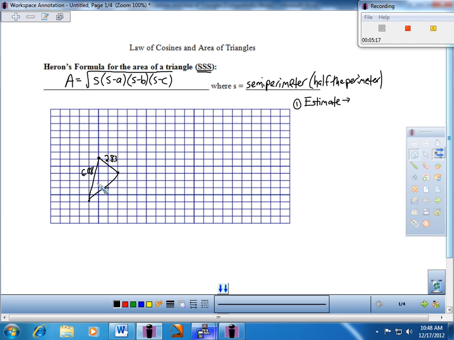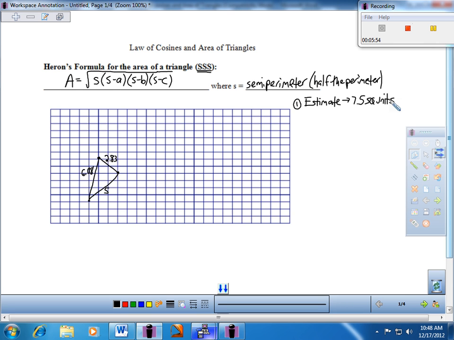I'm going to guess, and just speculating here, about 7.5 square units. That's going to be my guess. Nothing special about it by any means. Just taking a very brief look at the triangle and coming up with that. So I'm saying it's about 7.5 square units.